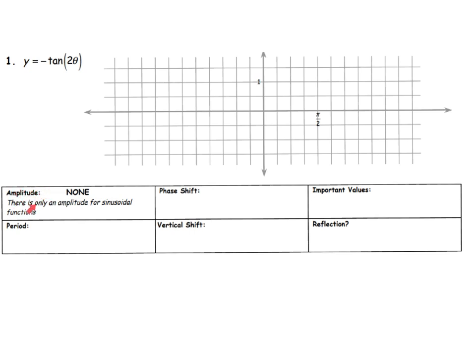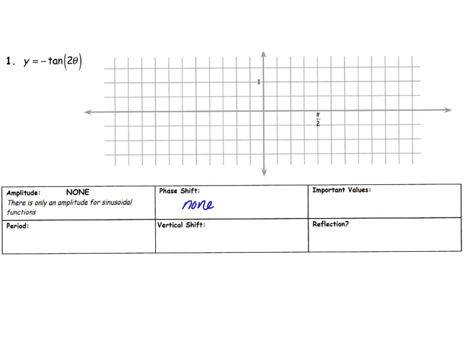We already know that tangents and cotangents and secants and cosecants technically do not have an amplitude because they're not sinusoidal, which means they don't have a wave function, so they don't have a distance between the midline and your max and min numbers. So if we look at the function that we currently have, you could also notice that we have no phase shift, so that's none.